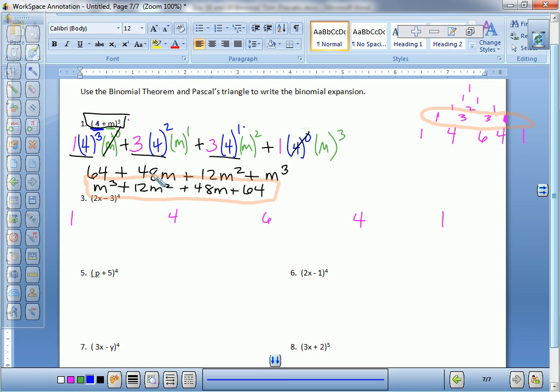Okay, now we take the first one and we start it off to this power. And then we go down 1. And then we go down 1. And then we go down 1. And then we get the 0. And the 0 is like it's not there.